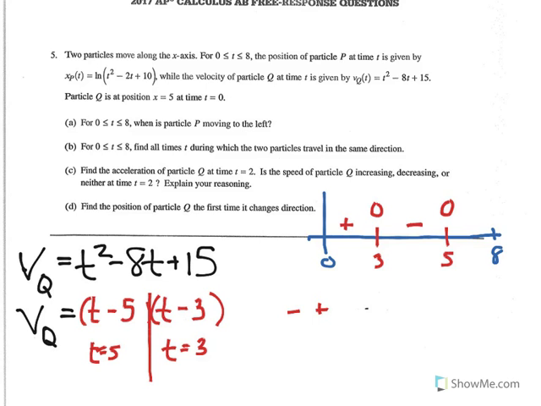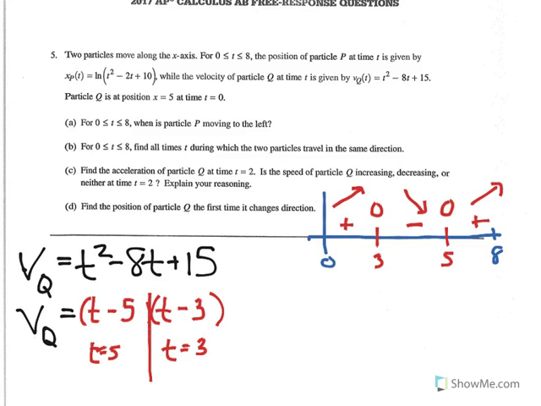And let's pick a number between 5 and 8. Let's go with 8. 8 minus 5 is negative. 8 minus 3 is also negative. A negative times a negative is a positive. So then these intervals, up, down, up. You can think left, right, left. I think up, down, up is easier to think about. I'm okay with that either way.